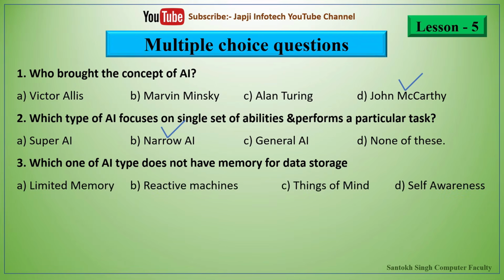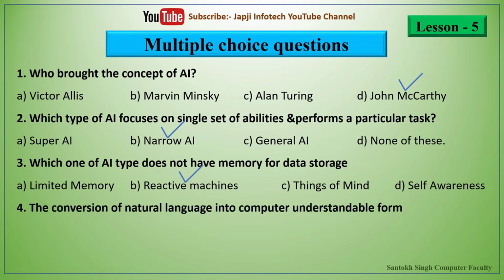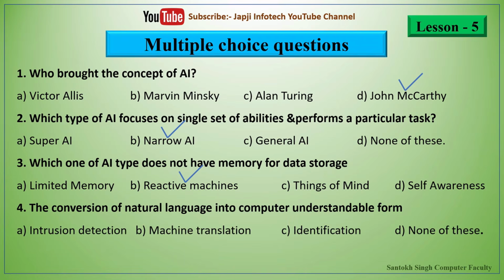And the options are limited memory, reactive machine, theory of mind, or self-awareness. And the right answer is reactive machine, which does not have memory for data storage. And the fourth one is the conversion of natural language into computer understandable form. And the options are intrusion detection, machine translation, identification, or none of these. And the right answer is: the conversion of natural language into computer understandable form is called machine translation.